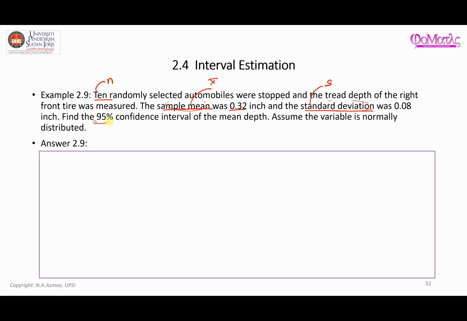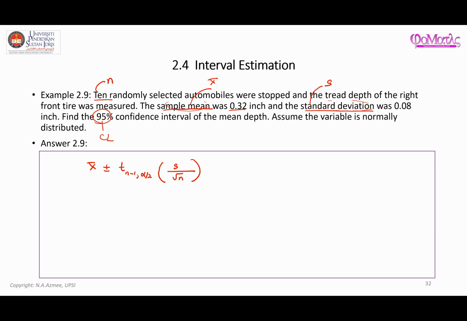Next, find the 95% confidence interval. This is the value of the confidence level, and assume the variable is normally distributed. For this example, we're just going to apply the formula, which is given by x bar plus or minus the t quantile, which depends on the degrees of freedom, n minus 1, and alpha over 2, times the sample standard deviation over square root n.